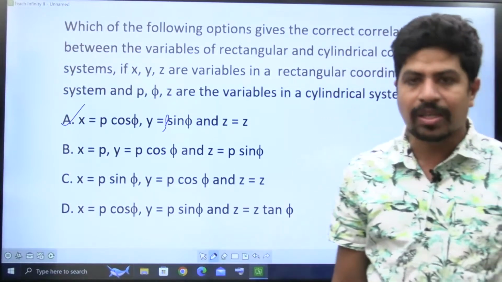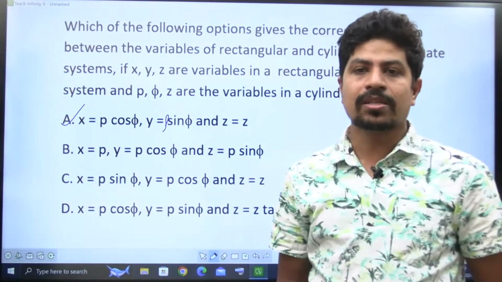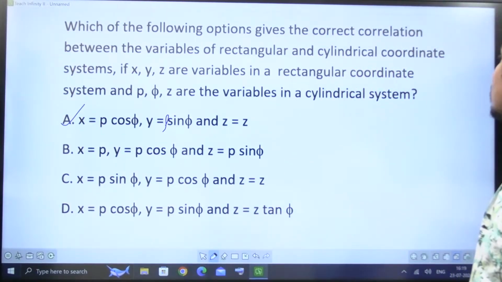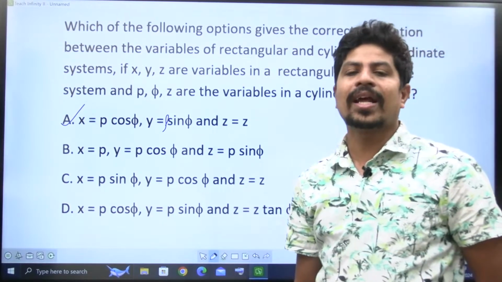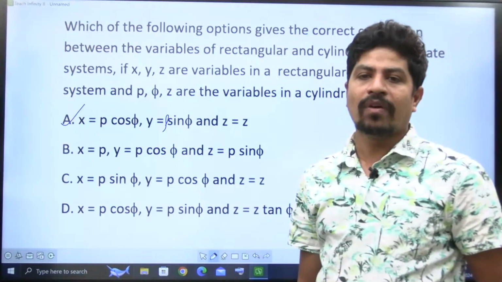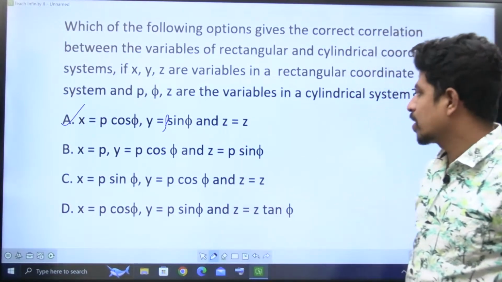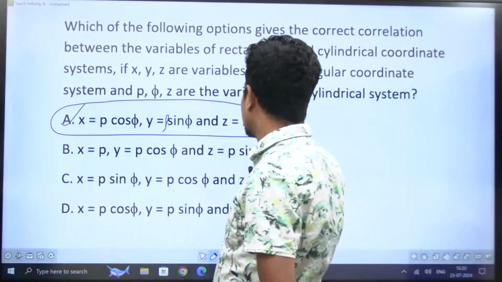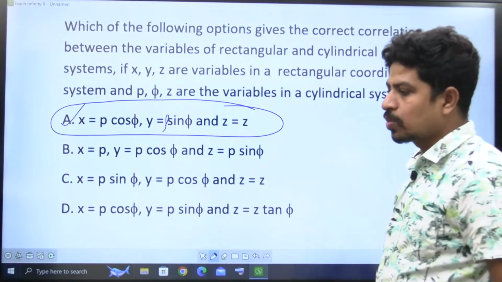This question is about the relationship between the rectangular coordinate system and the cylindrical coordinate system. Rectangular coordinate system means x, y, z. Cylindrical coordinate system means rho, phi, and z. The relationship is x is equal to rho cos phi, y is equal to rho sin phi, and z is equal to z. So this is a direct question. Nothing to think about in this one, right?